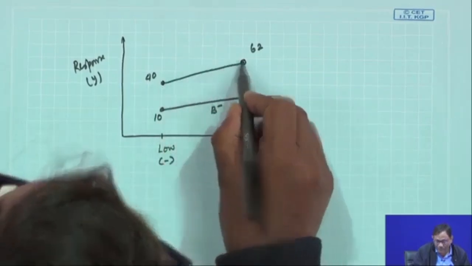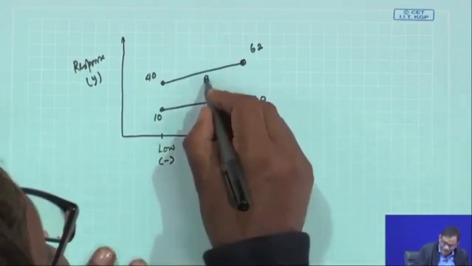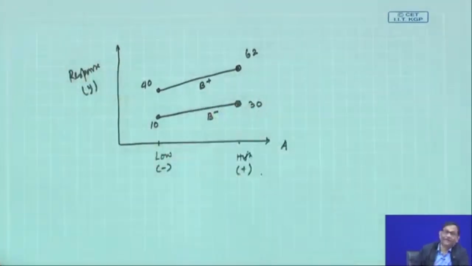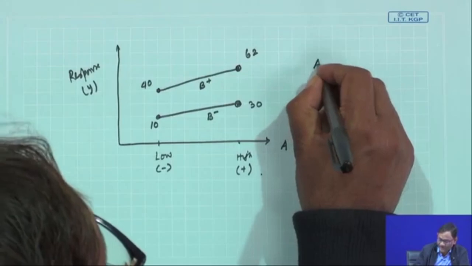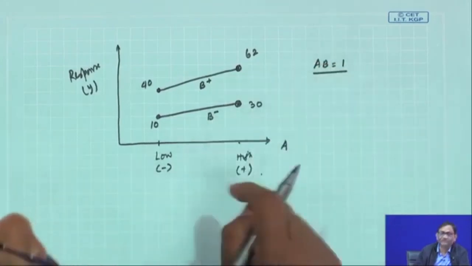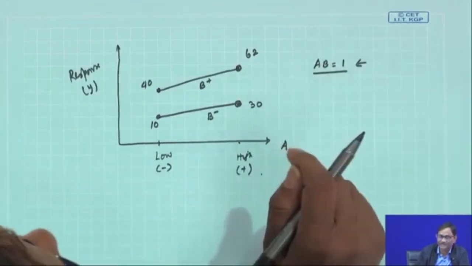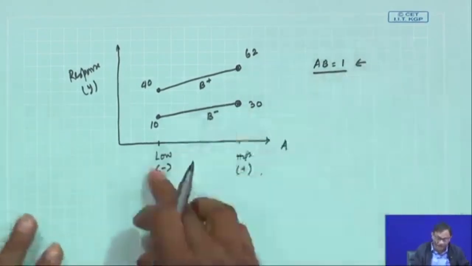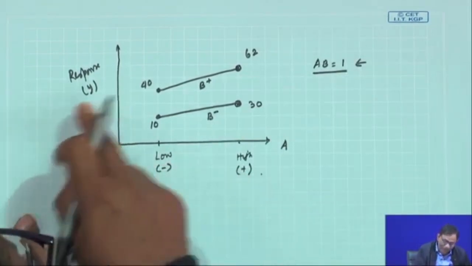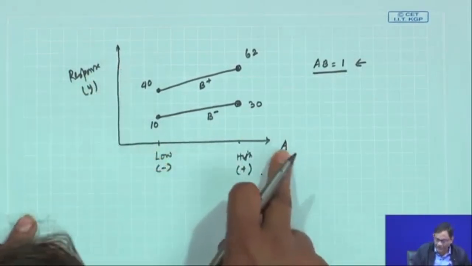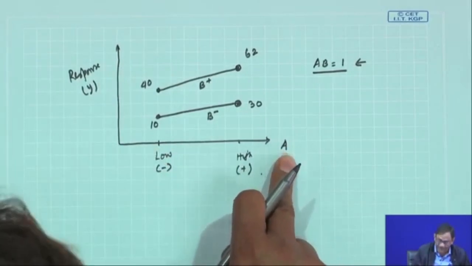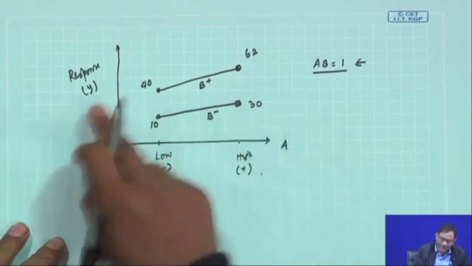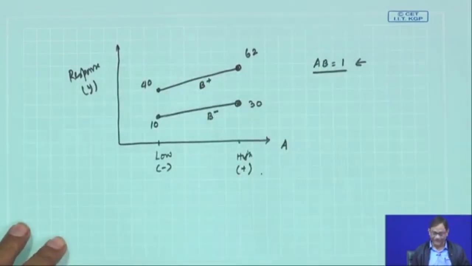62, you do this. So, this is B positive. Now, these two are more or less parallel, and we have seen the AB interaction effect is 1, which is also very, very less. So, if there is no interaction effect, you will find out that when you plot the response values for a particular factor, and then keeping another factor at a particular level, you will get parallel lines.